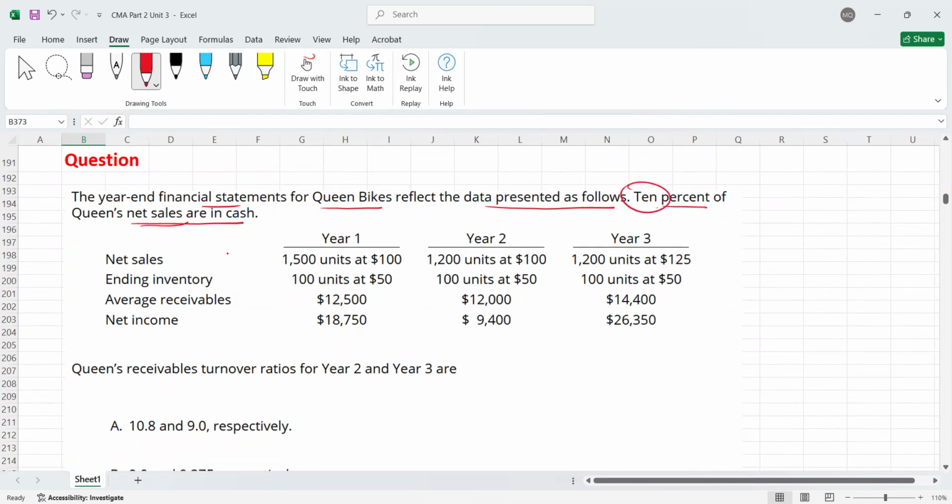It means whatever sale figure is provided, 10% of that is the cash sales. It means 90% of that sale is your credit sale. So we got it here, net sales data: year one, year two, year three. Here we got the net sales.